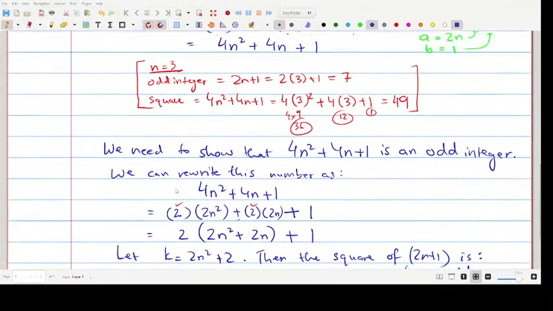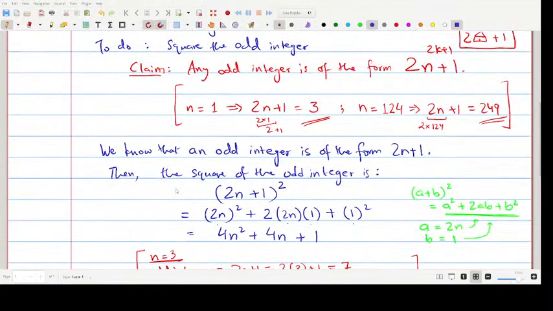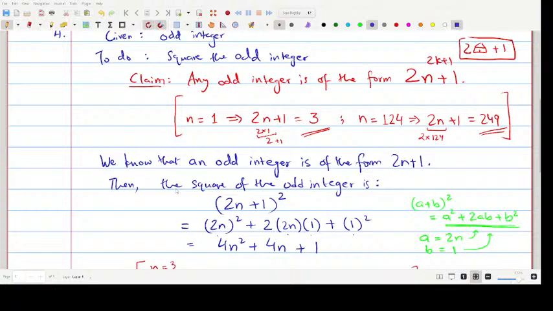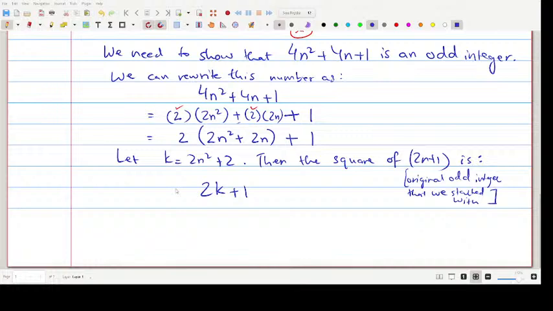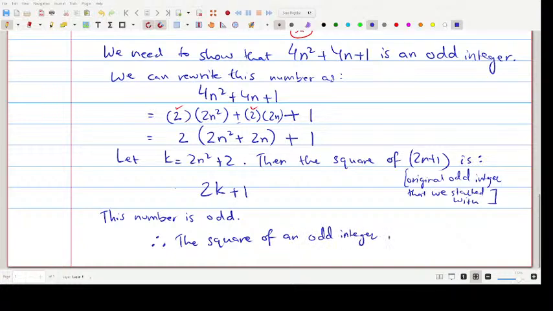What was the claim? The claim is any odd integer is of the form 2n plus 1, or 2k plus 1, or 2 multiplied by anything plus 1. So by the claim above, this number is odd. Therefore, the square of an odd integer is odd, and that concludes our proof.